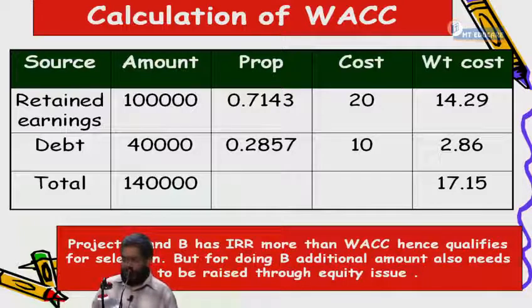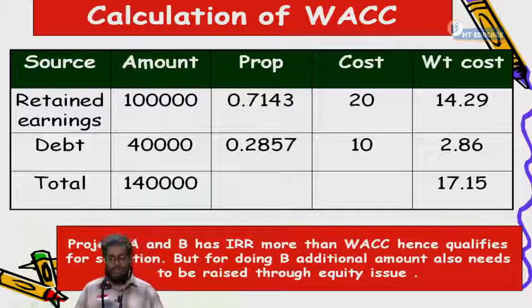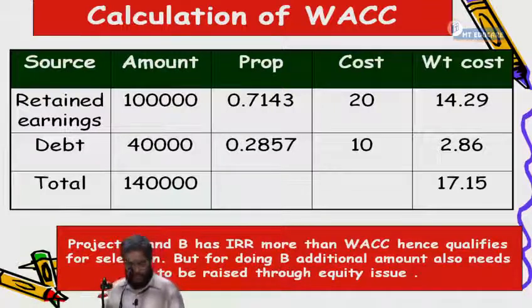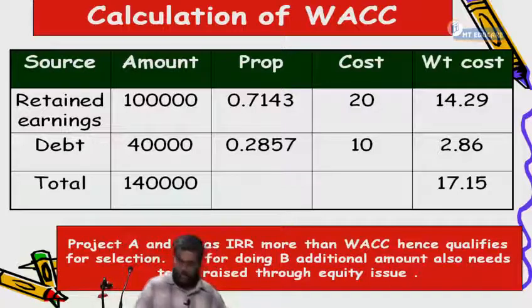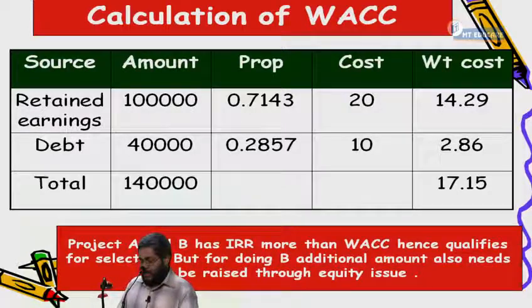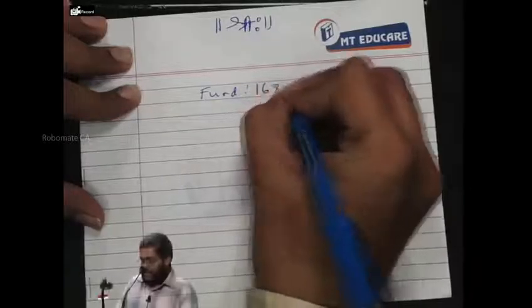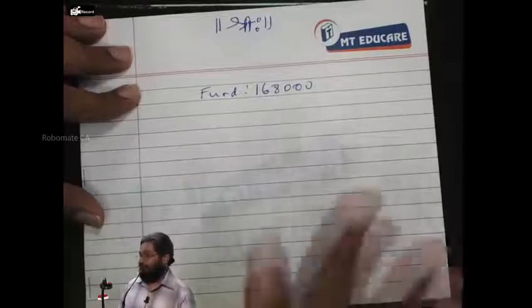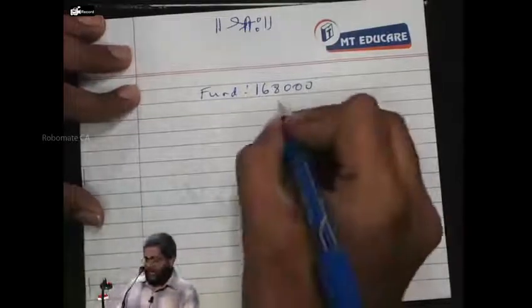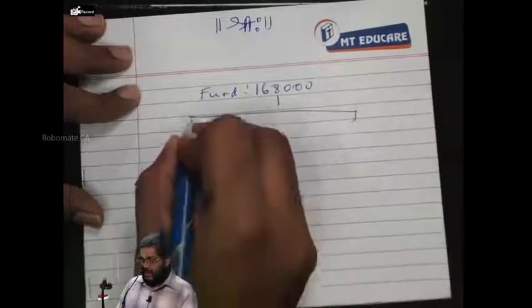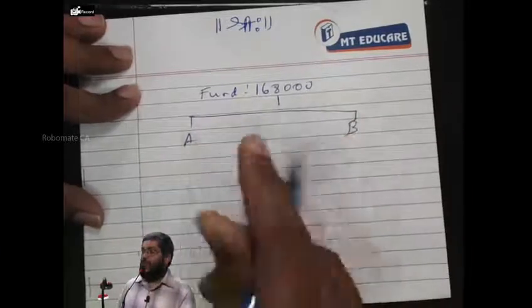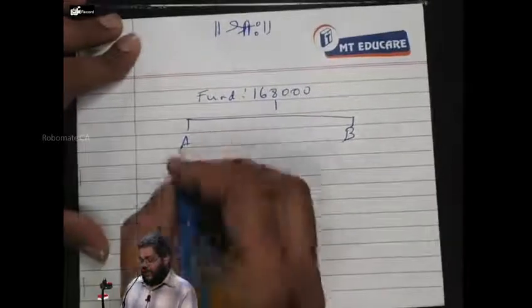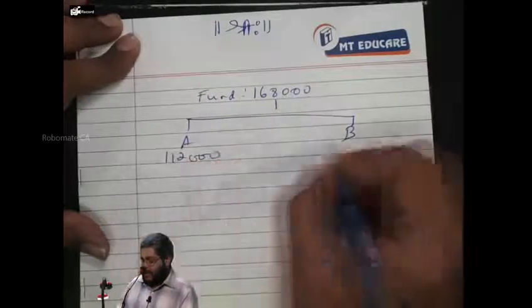Now let's go for the WACC calculation once again. Before that, let's see how it is going to be raised. Total fund required is how much? 1,68,000 for doing A and B. C and D are outright rejected. Okay, A is already selected. That's what I'm saying. So in this 1,68,000, I should use it for A as well as B. Tell me, A requires how much? 1,12,000. B requires how much?